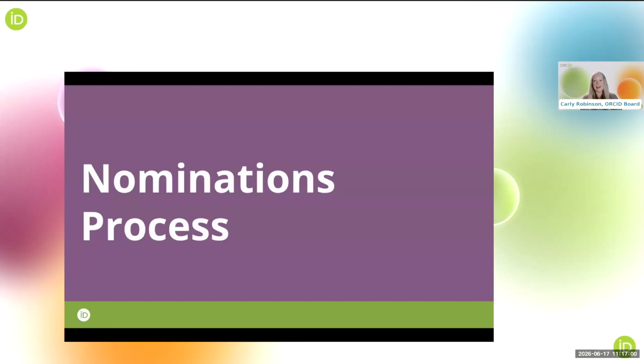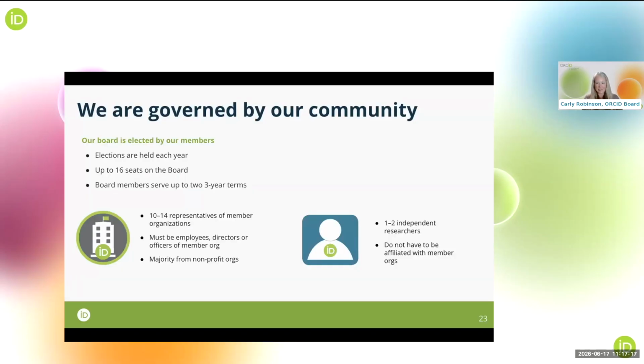It's really great to be with you all today and to share a bit more about the nomination process. So as mentioned, I'm the chair of the nominating committee, and our committee is one of the standing board committees, and we facilitate this process each year to fill any of the open board seats.